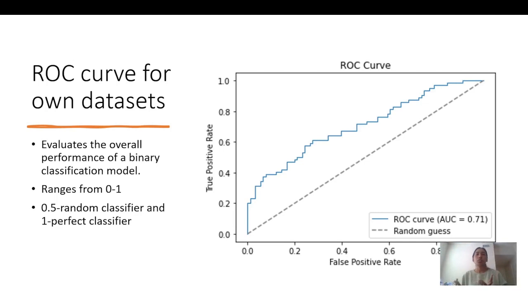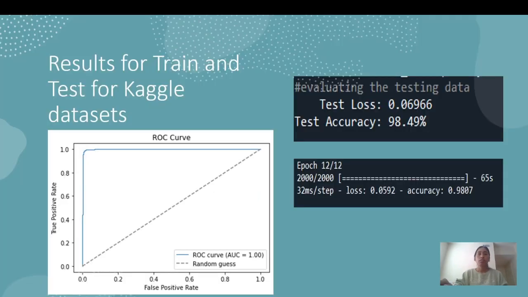It ranges from 0 to 1. 0.5 is a random classifier, as good as tossing a coin, and 1 is a perfect classifier. Here the ROC curve is 0.71, so it is good. This is for the Kaggle dataset. For the Kaggle dataset, the test loss is 0.06 and accuracy is 98.49. It shows that my model is correct, but the datasets are not enough.